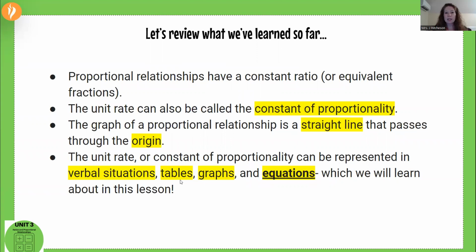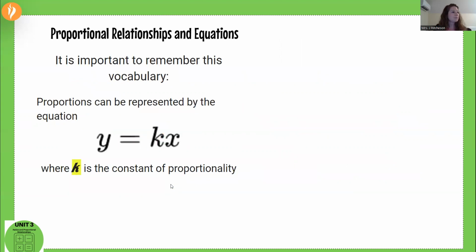So we have been talking about proportional relationships. They have a constant ratio or equivalent fractions. The unit rate can also be called the constant of proportionality. So when you have a graph of a proportional relationship, it must be a straight line, and it does go through the origin (0, 0). The unit rate or constant of proportionality, same thing, can be represented in verbal situations, tables, graphs, and equations, which we will focus on today for this lesson.